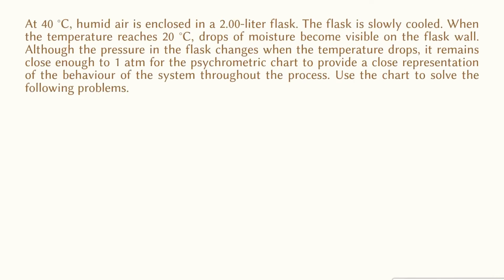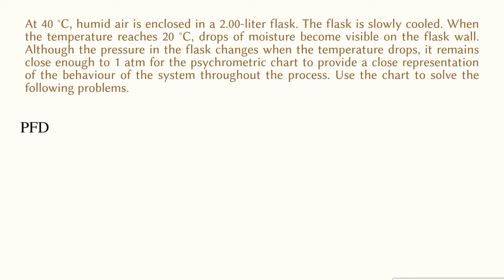At 40 degrees Celsius, humid air is enclosed in a 2-liter flask. The flask is slowly cooled. When the temperature reaches 20 degrees Celsius, drops of moisture become visible on the flask wall. Although the pressure in the flask changes when the temperature drops, it remains close enough to 1 atm for the psychrometric chart to provide a close representation of the behavior of the system throughout the process. Use the chart to solve the following problems.